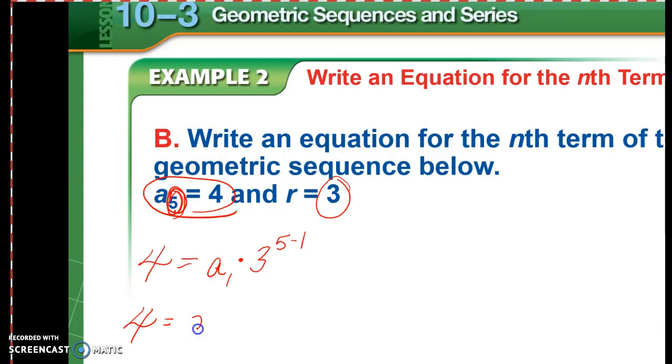So 4 equals a1 times 3 to the 4th. 3 to the 4th is 81. So 4 equals a1 times 81, and then divide by 81.